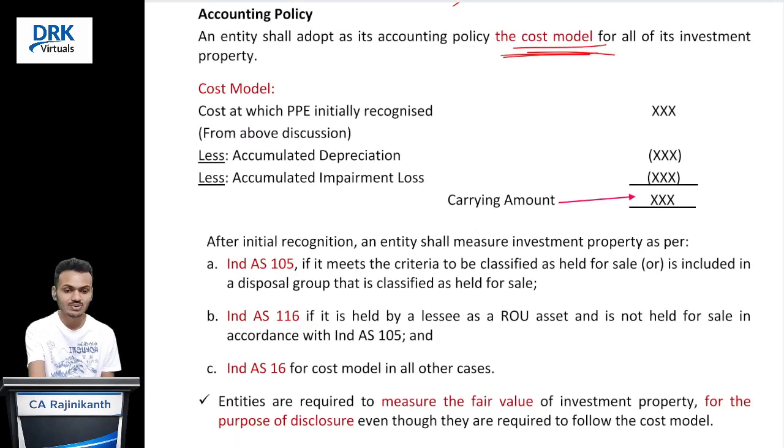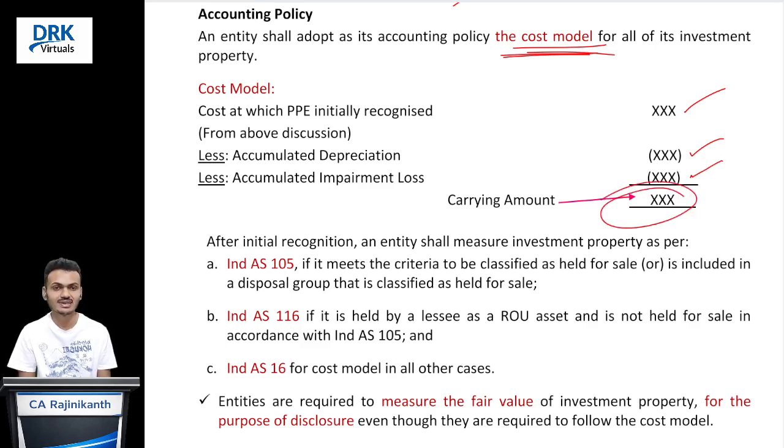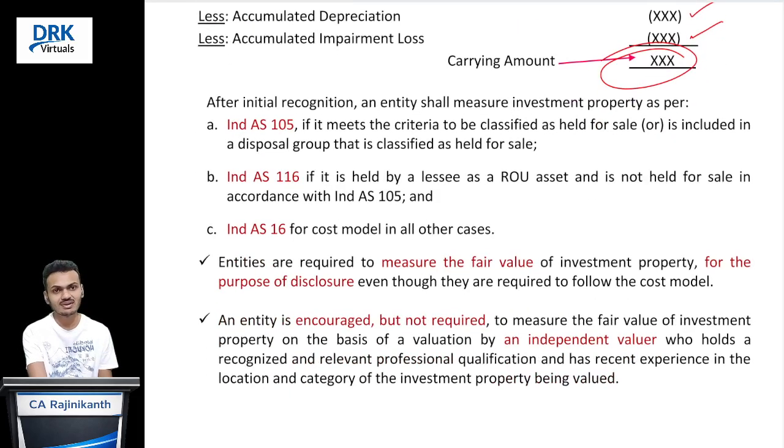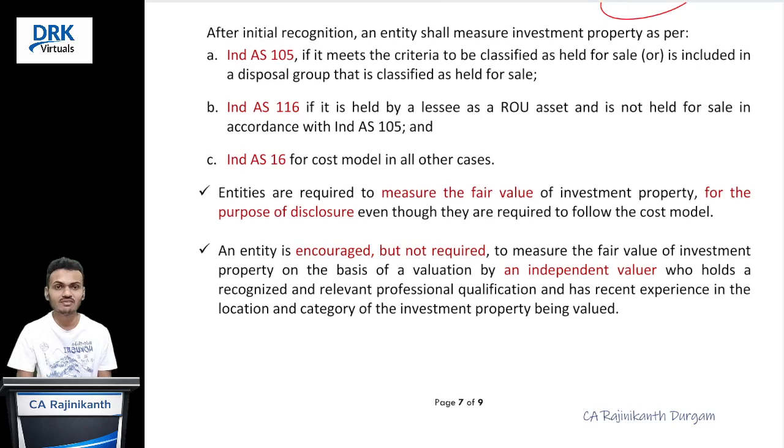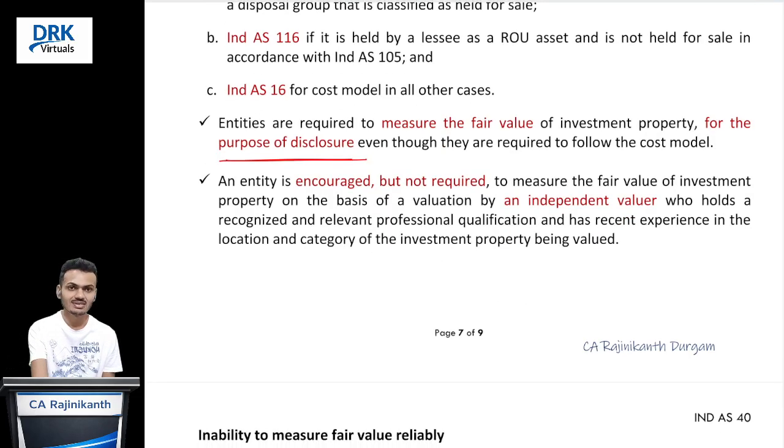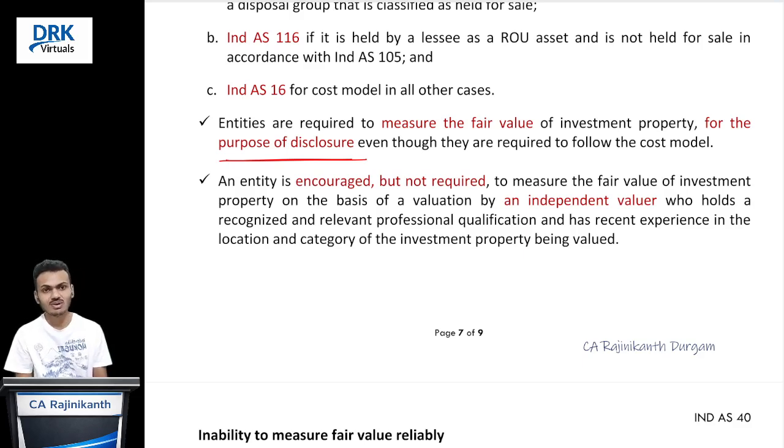Simply, how to calculate the carrying amount? You take the initially recognized amount, from that reduce the accumulated depreciation. If any indicators of impairment are there, you check the impairment. If there is any impairment loss, you reduce that, and you will get the carrying amount. Okay, even though the entity should follow the cost model, the entity should fair value that asset for disclosure purposes only. This is a requirement. What is that?